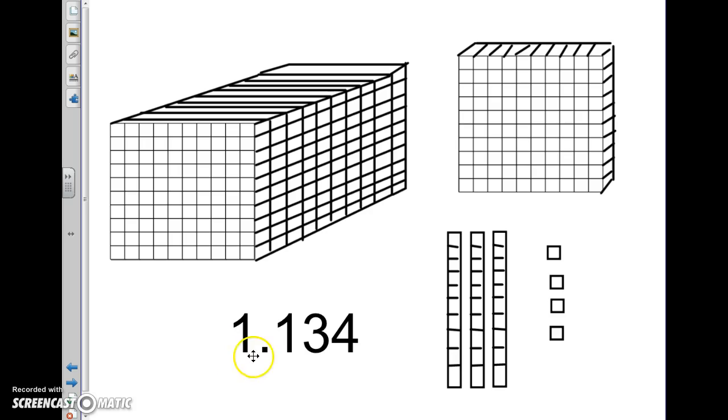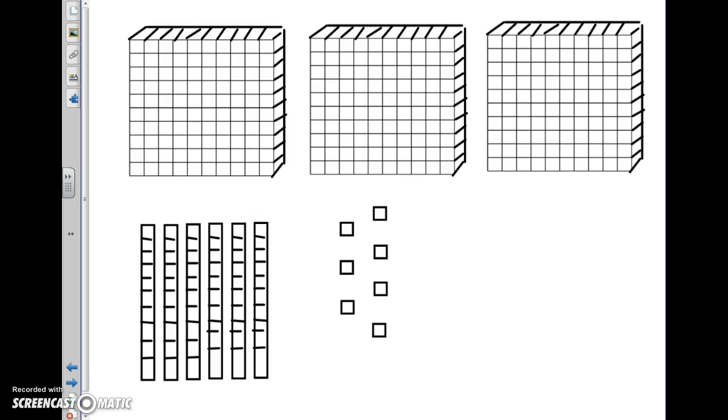So we have a 1. And that's all that we have for a whole number. Everything else is a fractional part. So it's read as 1 and 134 thousandths. We'll do one more of these.